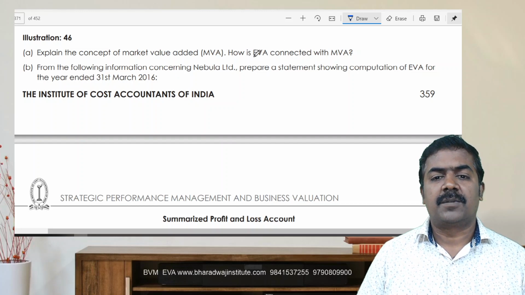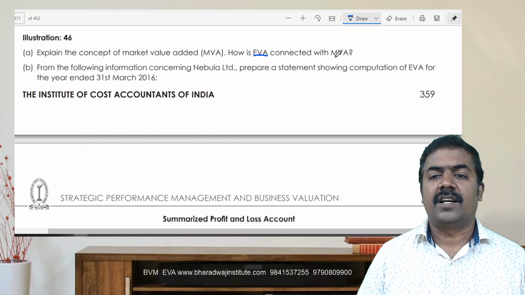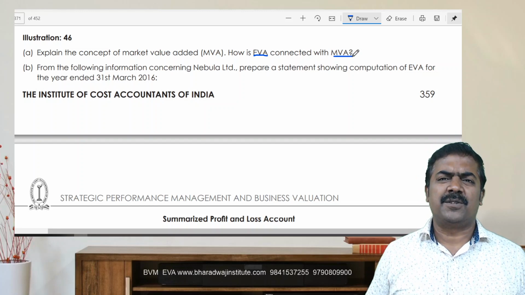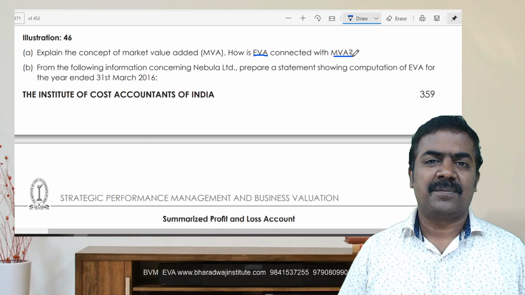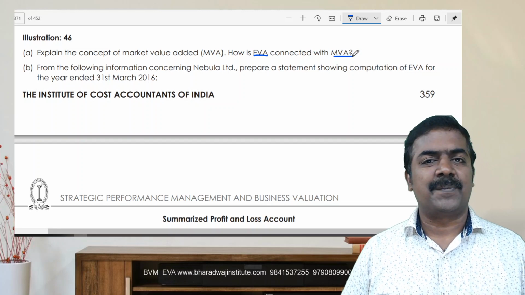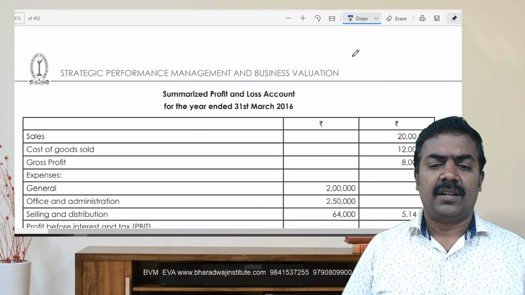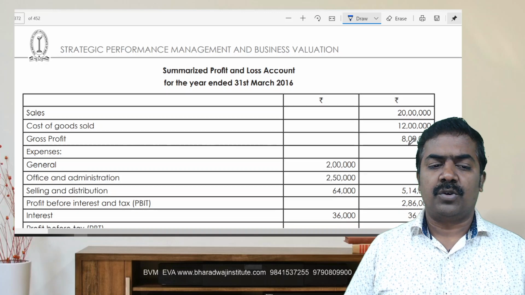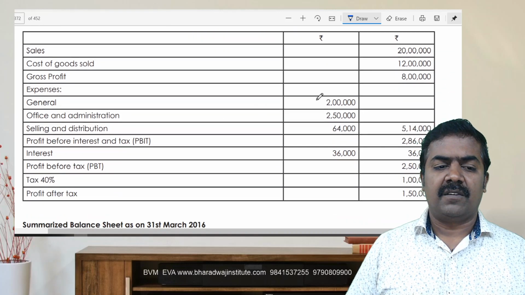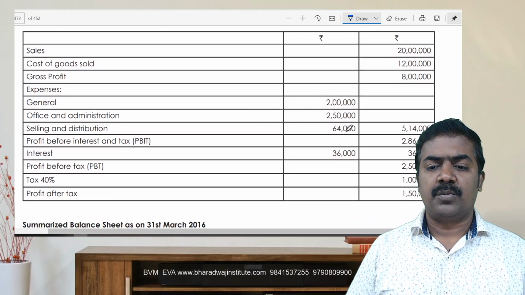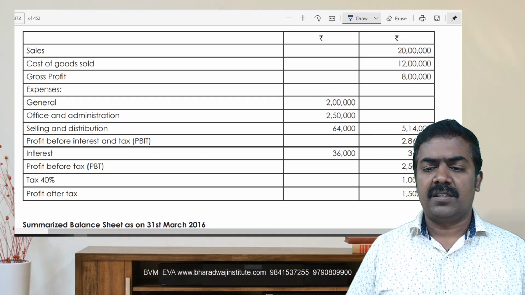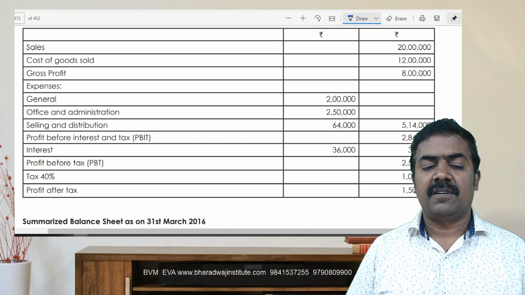They ask you to explain the theory that EVA is connected with market value. Simple. When EVA is positive, market value will be positive. When EVA is negative, you cannot expect market value to be positive. That you can learn. We are given sales, cost of goods sold, gross profit, expenses such as general office administration and selling and distribution. EBIT minus interest gives EBT, tax is given, and profit after tax is given.